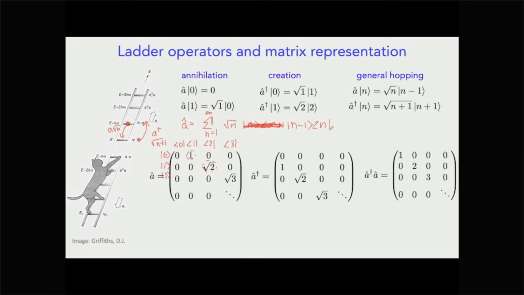And the other key thing that we will need, which describes the energy, as we'll see, is A dagger A. And that's how many photons are in the oscillator or in a state. That's the operator.